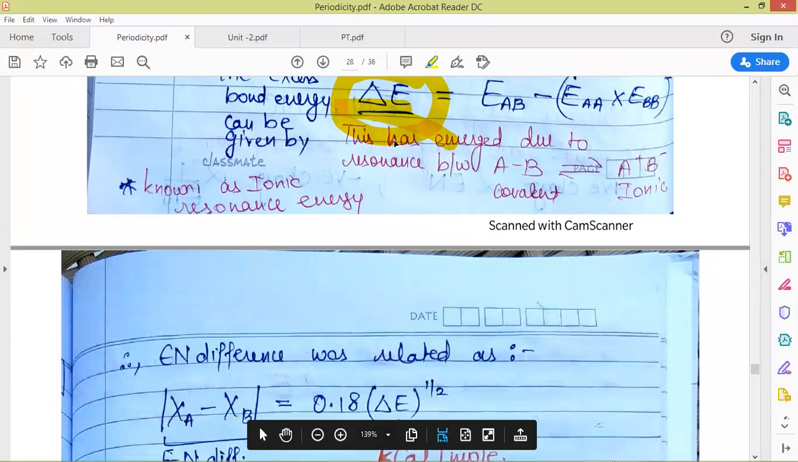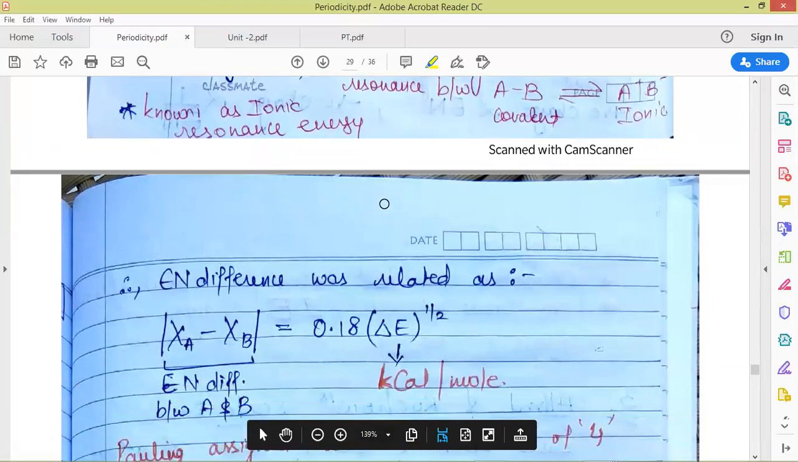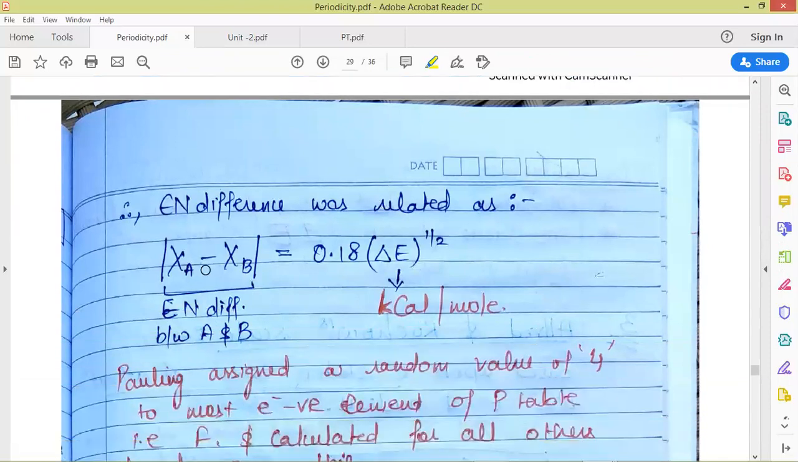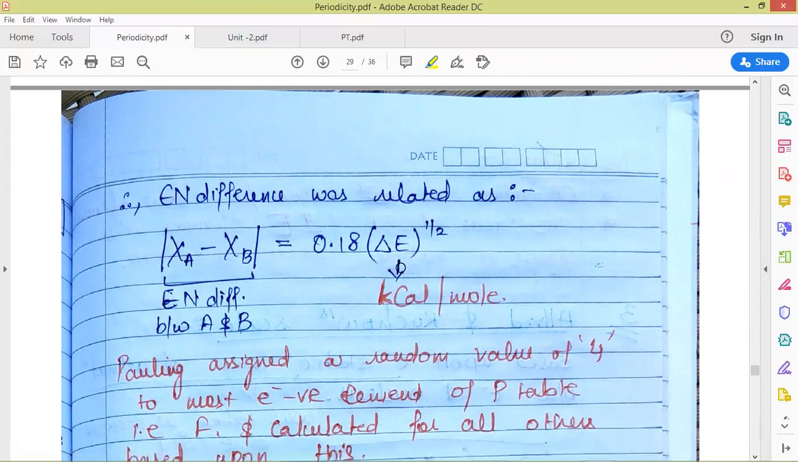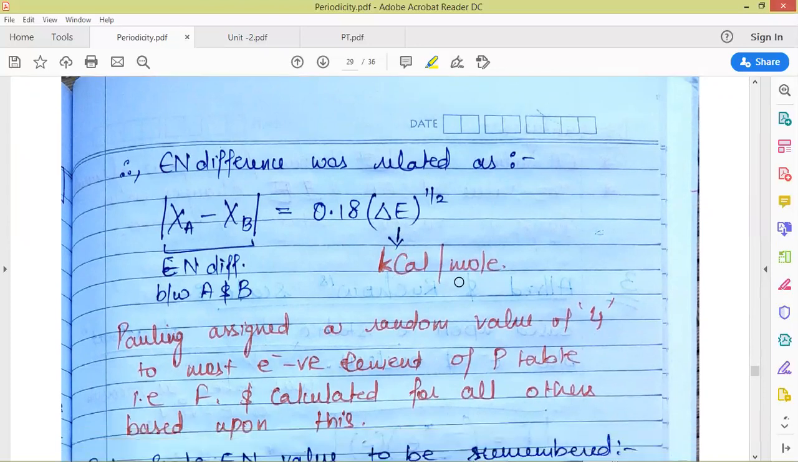This ionic resonance energy was further related to the electronegativity difference between the two bonded atoms, which have different electronegativities. Pauling gave an equation to relate the electronegativity difference between the two atoms. He related the modulus of the electronegativity difference to the difference between the geometric mean and the actual bond energy of AB. As per this equation, it is equal to 0.18 times the square root of delta E, where energy is always expressed in kilocalories per mole.